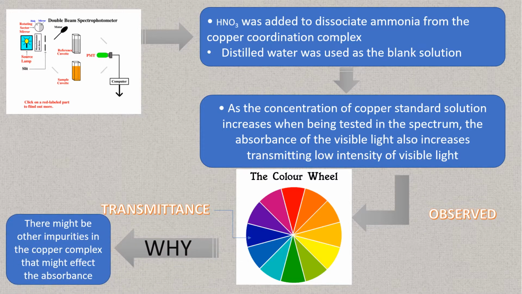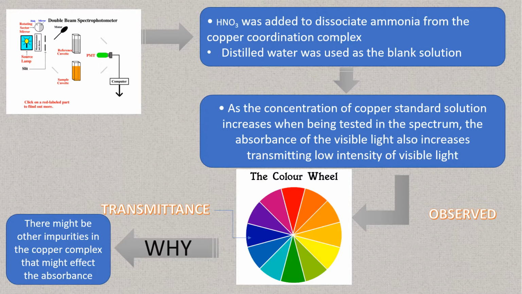In the spectrophotometric analysis, 6 test tubes with different concentrations of copper solution were used. 4 test tubes were used for calibration, while 2 test tubes were used for the copper samples. Nitric acid was used to dissociate the ammonia from the copper complex. Moreover, distilled water was used as the blank, as the copper solutions were dissolved in distilled water.